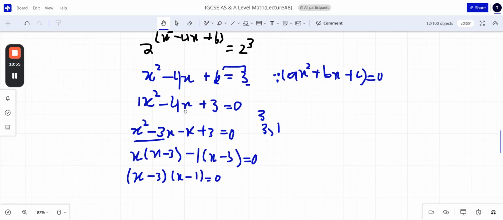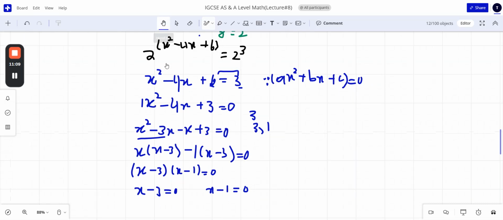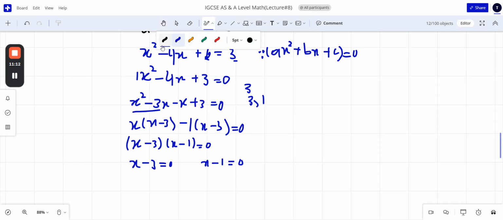Now to find the solution, we will set them separately equal to 0. So x minus 3 equals 0, then x minus 1 equals 0. And now for the solution, we will get x equals minus 3, and when we shift to the other side, it becomes plus 3, same as it is. Minus 1 becomes plus 1, so the solutions are 1 and 3. The two solutions are the two factors of the given quadratic equation we got.